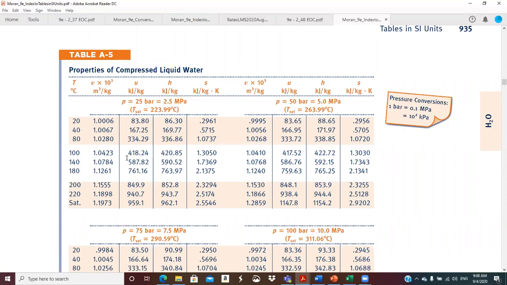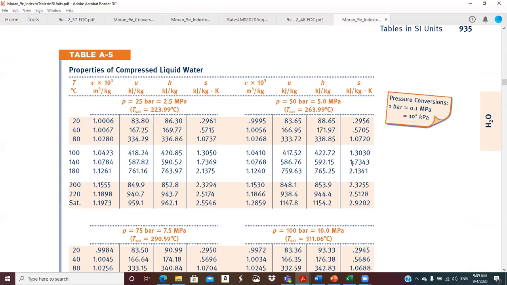If I want to look up a property in compressed liquid, I have to come over here to this table, and I'm most likely going to wind up doing interpolations. The lowest pressure I have is 25 bar, and there's 20 degrees C, and I have properties for that, but I'm only at 1.014 bar, so I'm way off of this. I'm real close to saturation, but I'm not quite at saturation.